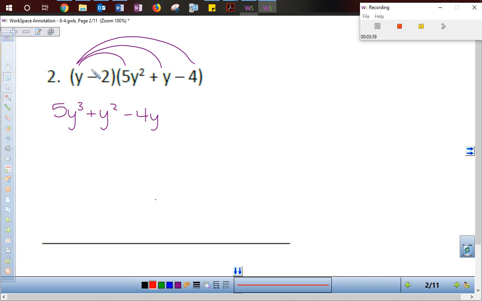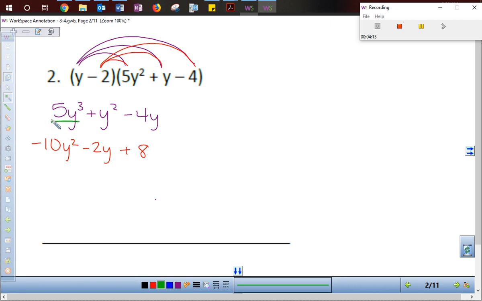Now we need to distribute my second term throughout my polynomial. But take note, my second term is negative 2. The sign in front of it needs to go along with it. So negative 2 times 5y squared is negative 10y squared. Negative 2 times y gives me negative 2y, and negative 2 times negative 4 gives me a positive 8. Now again, I took 2 terms and multiplied them by 3 terms, so I should end up with 6 terms. So I'm good. Now let's combine my like terms.